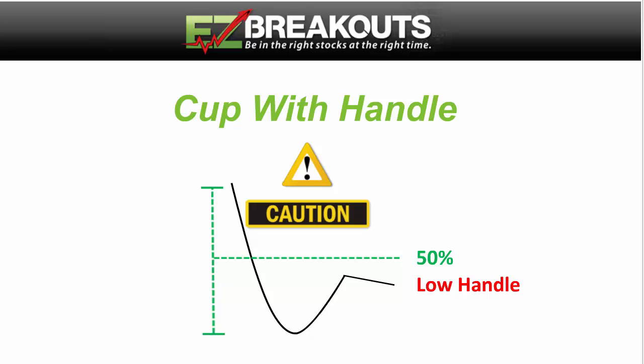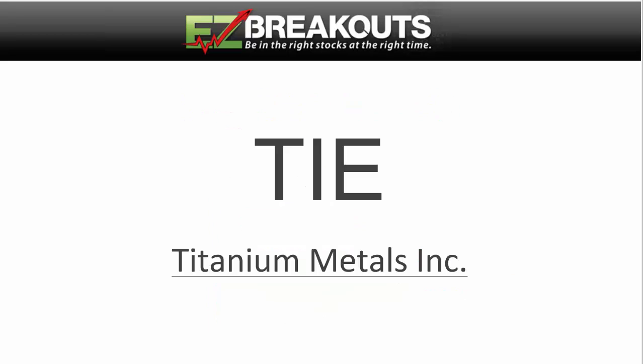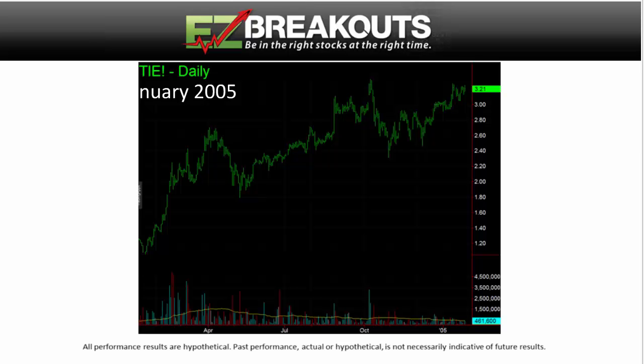let's take a look at some of these examples and how they play out in the real world. So one of these examples is TIE, is the ticker, Titanium Metals. This is a stock that started to form up here. Looks like the scaling got a little bit skewed on this one, but this is actually from January of 2005. And you can see here that it's a $3 stock.